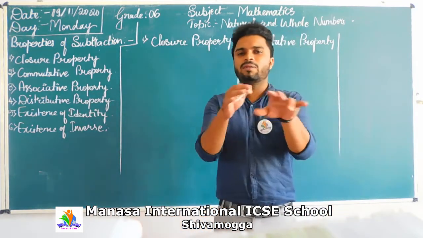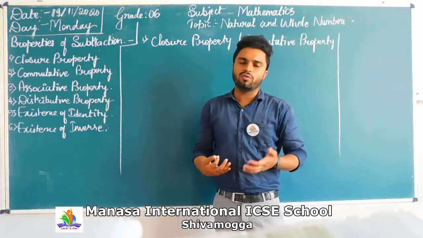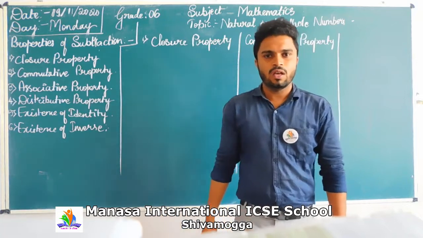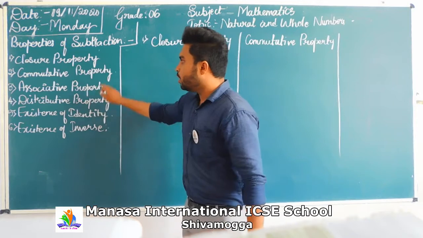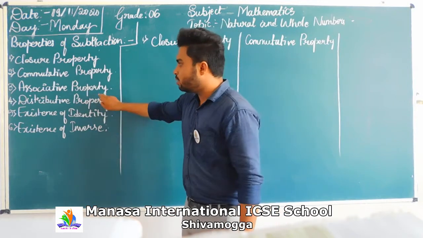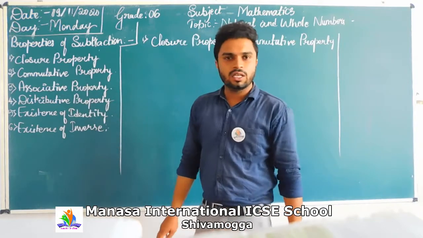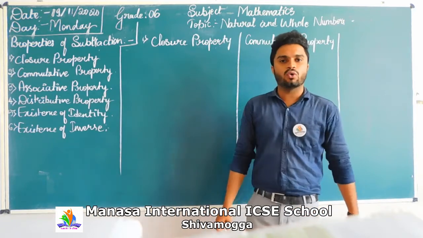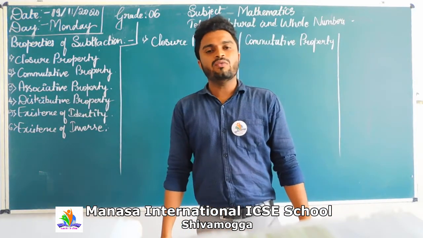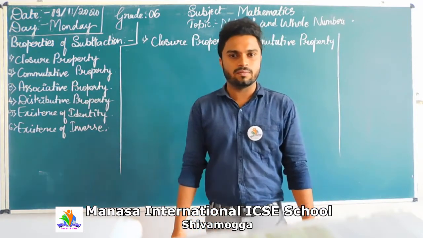Students, these properties are similar. Once you get the difference between them, you will find it is very easy. So what properties are we going to study today? Closure property, commutative property, associative property, distributive property, existence of identity, existence of inverse. We shall discuss these properties one by one without wasting our time.